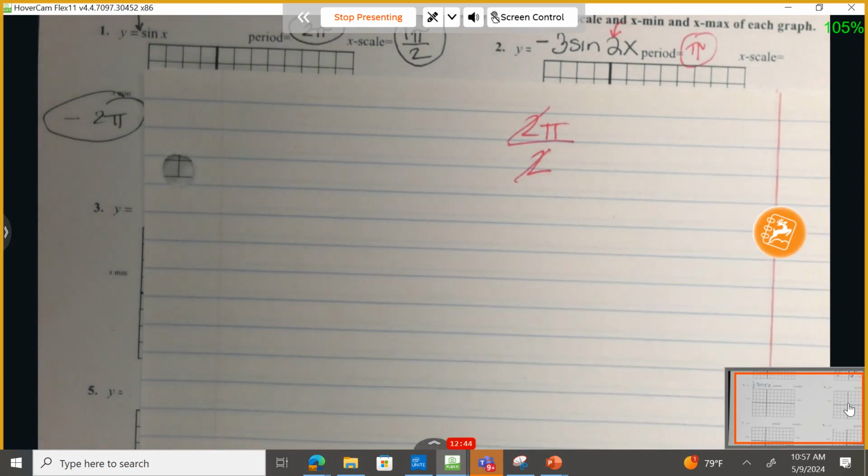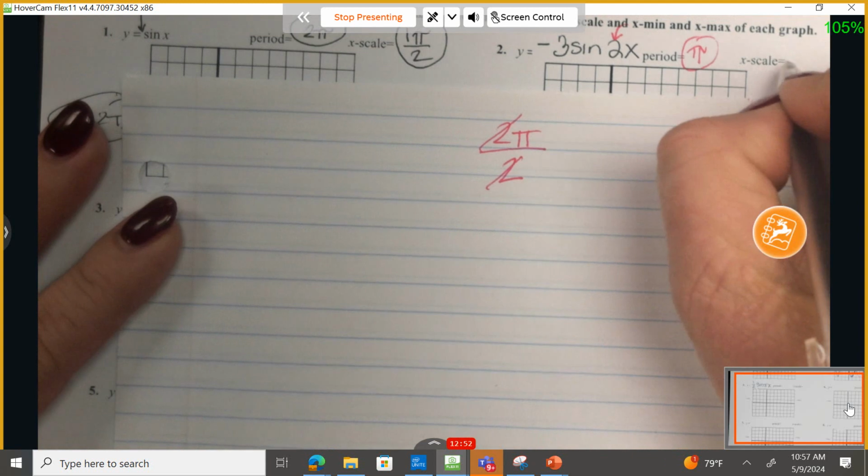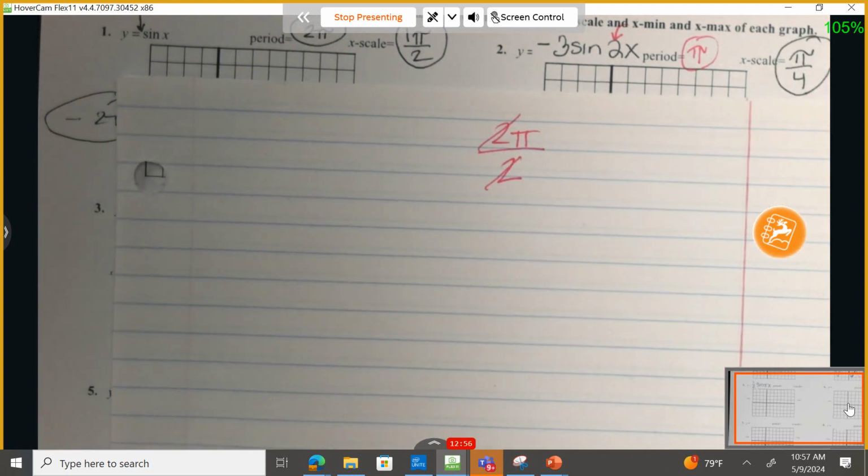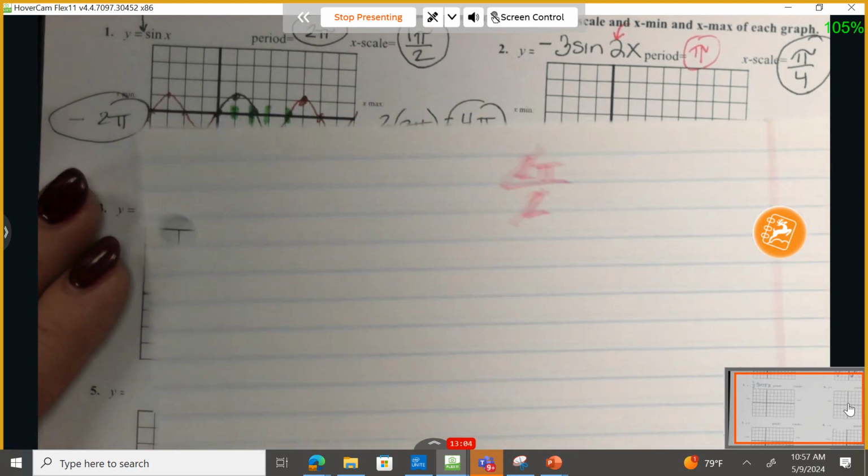Now in this next part, which is the x scale, that's step number 2, I'm always going to take whatever the period is, and I'm always going to divide it by 4. What is the reason for that? There's 4 steps. So I'm going to take that period length and divide it into 4 equal parts. Karen, you paying attention? Okay.